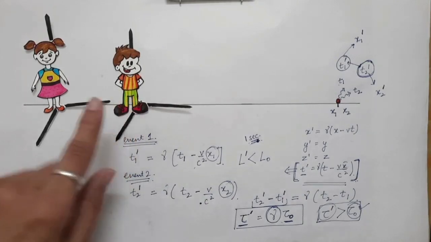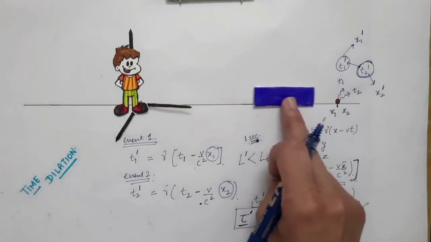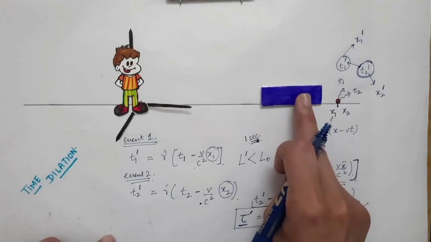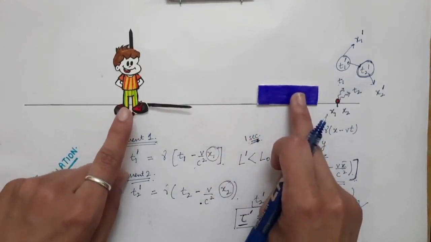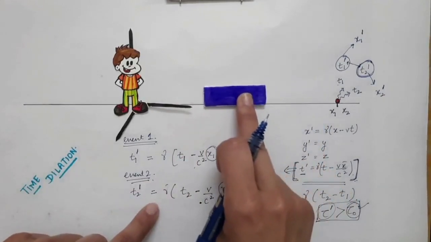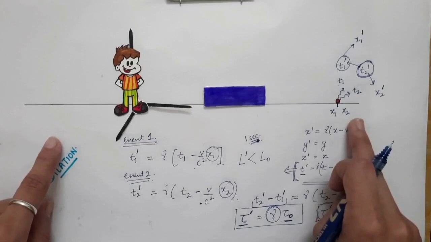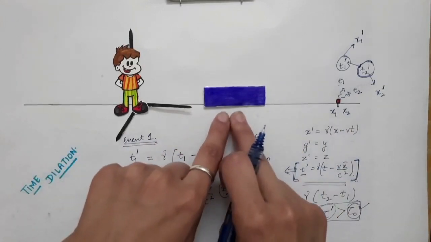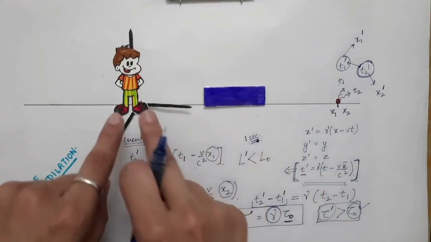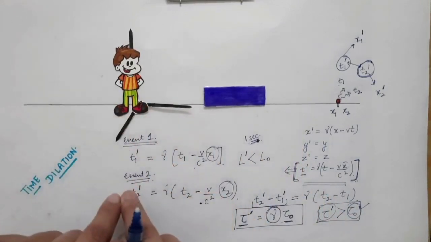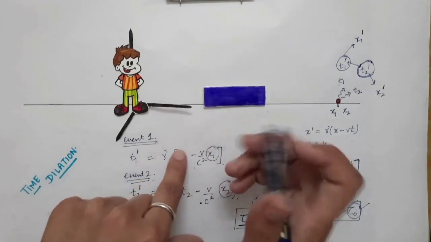With respect to the sigma prime frame, this rod was moving in this direction, which means it was moving along the x-axis, in this horizontal direction. So only the length of the object in the horizontal direction will get contracted with respect to the sigma prime frame. That is, this length will get contracted.